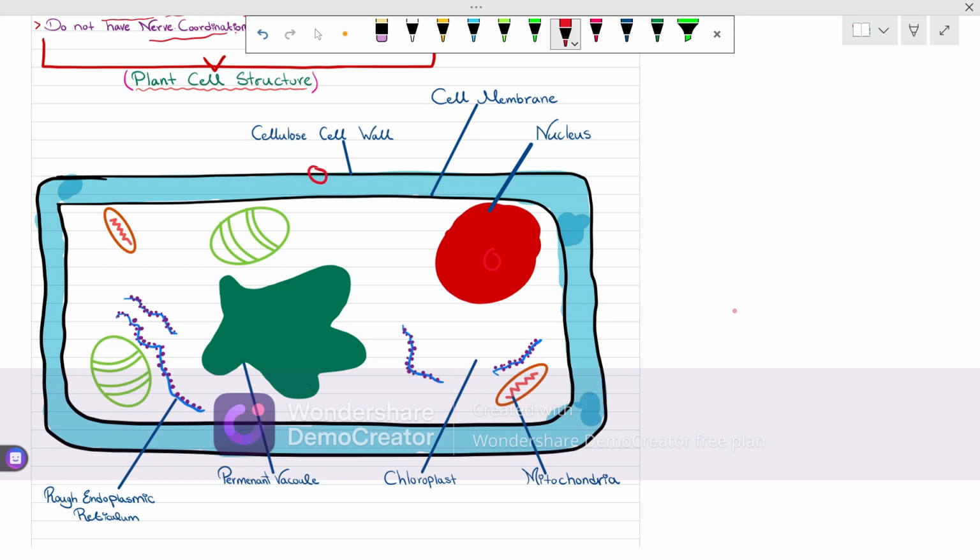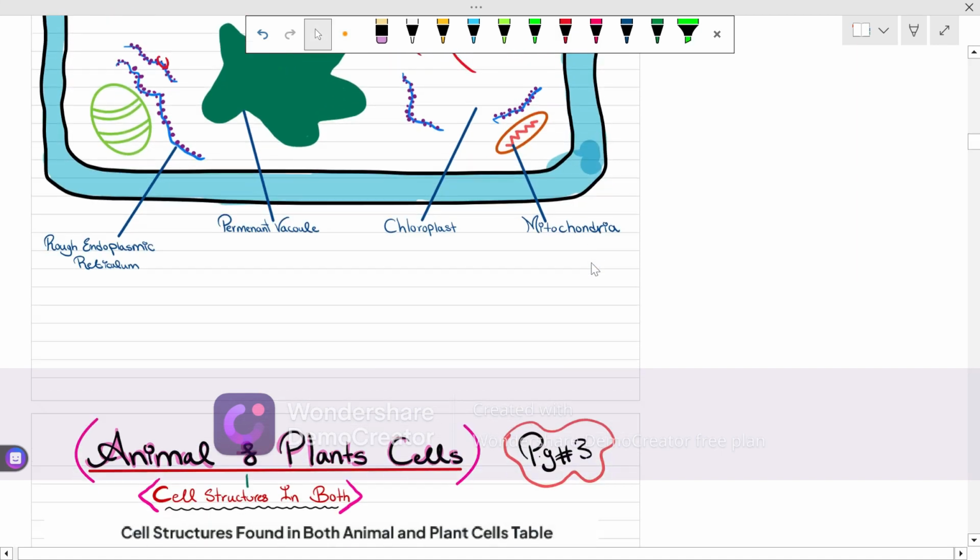This is the cellulose cell wall. This is the cell membrane. This is the nucleus. This is the chloroplast, large vacuole, rough endoplasmic reticulum again because ribosomes are attached, and this is the mitochondria, and this is the cytoplasm, the liquid inside, where all the organelles are flowing.